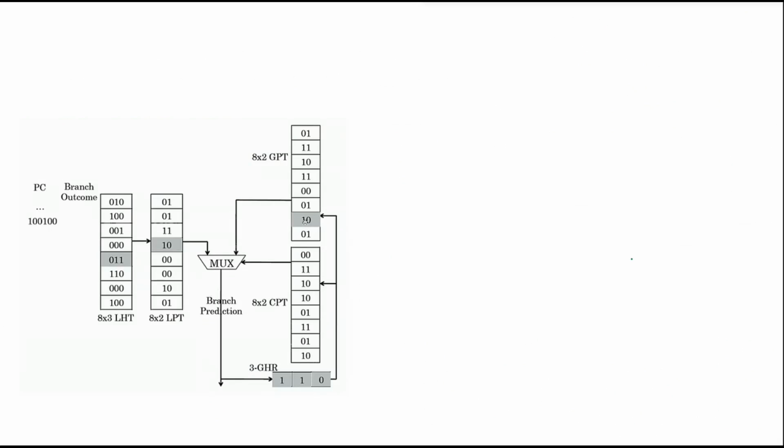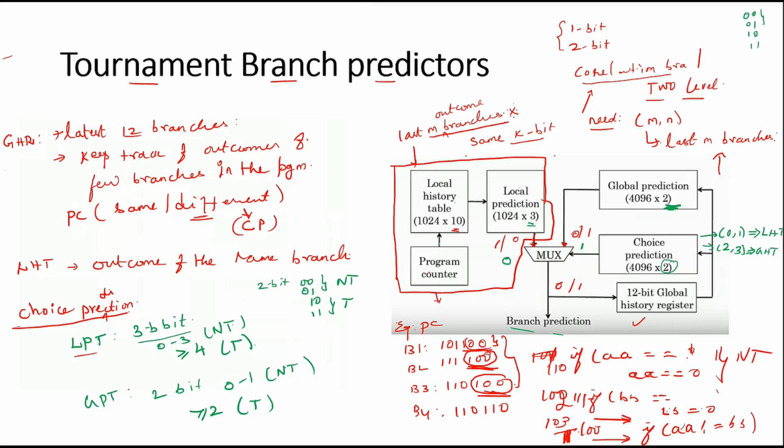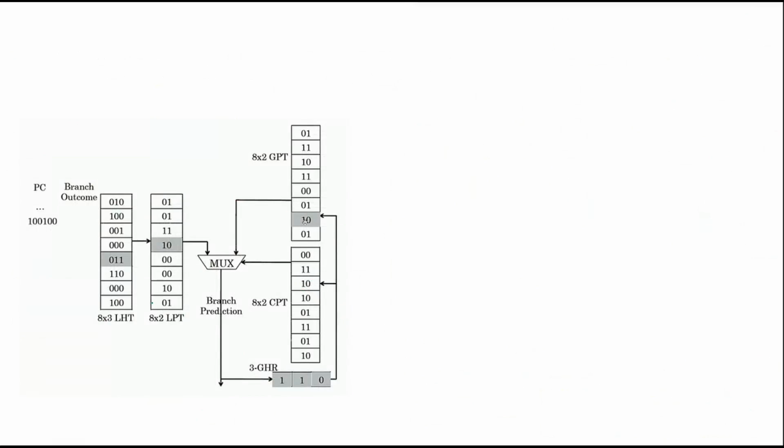So we have these things. The maximum is 4096 entries for 12 bits, and 1K entries, 1024. But just for the example, we will take these smaller cases. This is the local history table, this is the local prediction table, this is the global prediction table, this is the choice prediction, and this is the GHR.